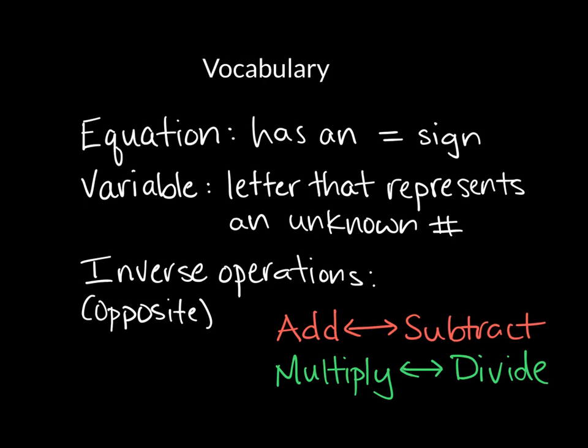We're going to talk about solving one-step equations, and first we need to cover some vocab. First, an equation has an equal sign. A variable is a letter that represents an unknown number. Variables are in equations, and typically we use X, but we can use any letter in the alphabet.